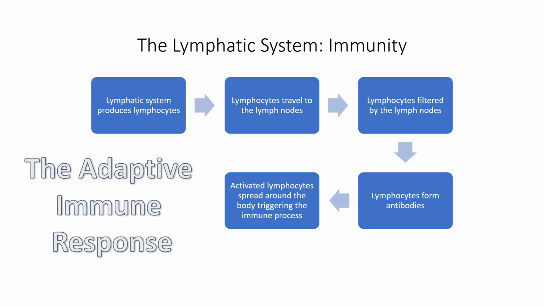We then have the adaptive immune response, which is the process we've just talked about really. So it's a 5-step process, and it starts off with the lymphatic system producing the lymphocytes. The lymphocytes then travel to the lymph nodes. They're filtered by the lymph nodes to form antibodies, and then the activated lymphocytes spread around the body, triggering the immune process or immune response. So it's a 5-stage adaptive immune response.